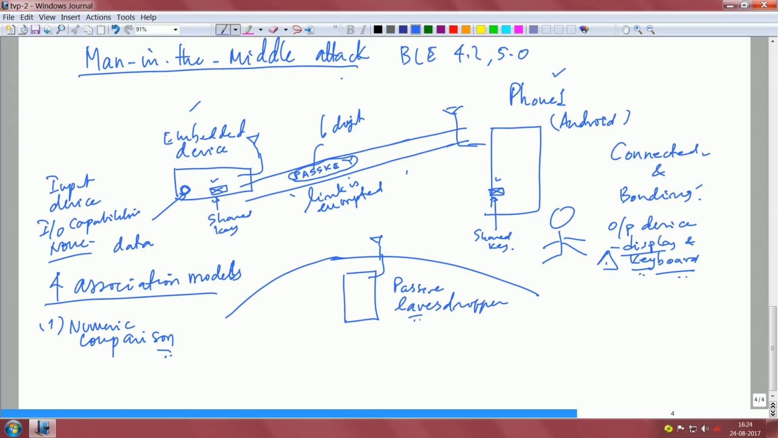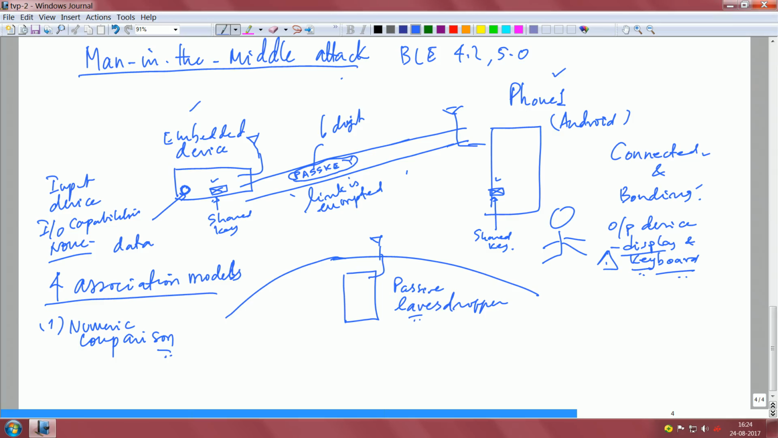That means you can't be talking of an IO capability none anymore, you will also need a display and keyboard on this side. So this is one thing. If you really have an embedded device and you do not want to have any display and keyboard, that is one type of association which we will demonstrate. But you can have both sides phones, which means display and keyboard may be available.